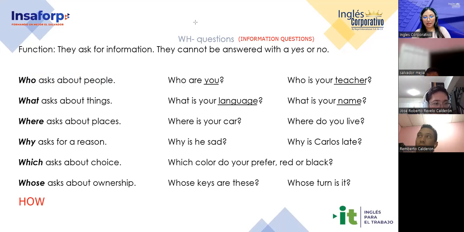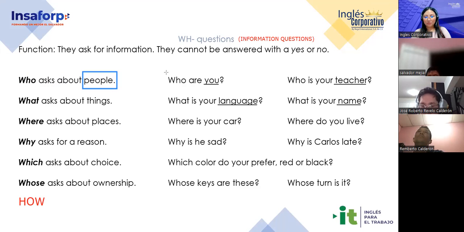Exclusiva para consultar sobre personas. No puedo consultar sobre países, lugares, objetos, animales, no. Exclusivo para personas. Who I need. If I need information about people, I am going to use who.